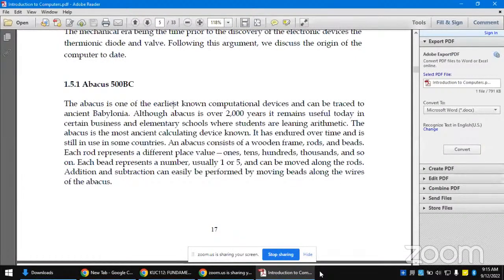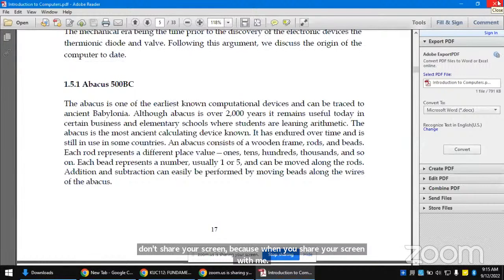The main issue you're having is that, kindly don't share your screen, because when you share your screen, you interfere with me sharing the notes. So kindly don't share your screen. Let me be the only one sharing the screen, and you can be able to see what is happening.